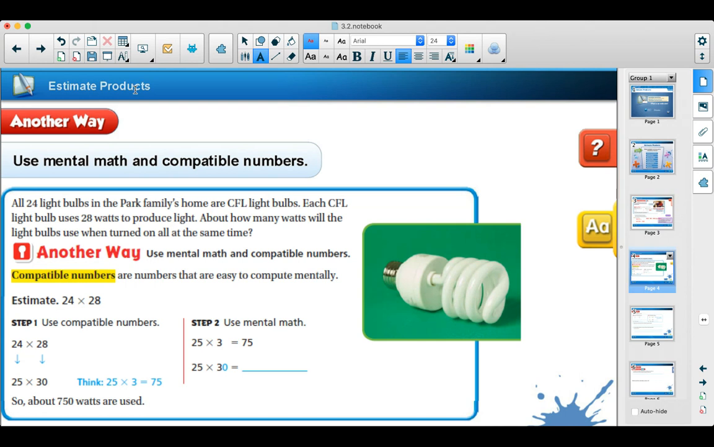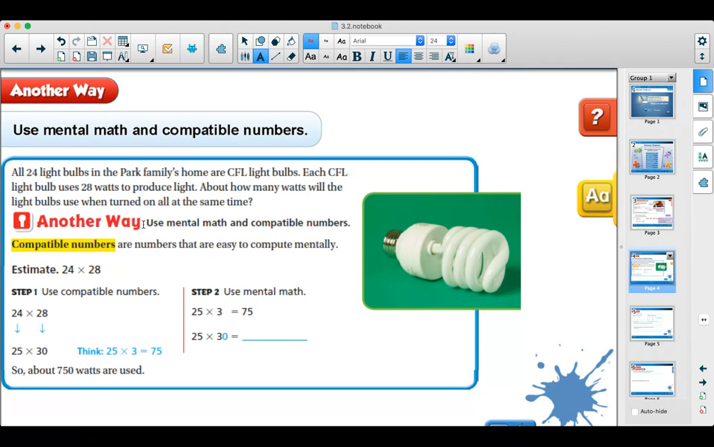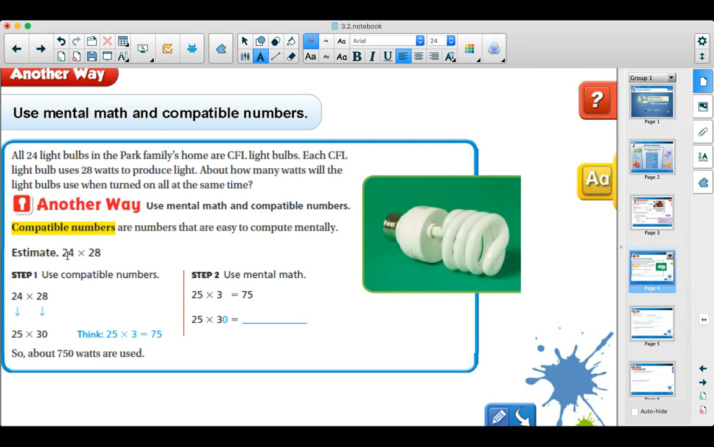Another way to estimate products is to use mental math and compatible numbers. Let's read the problem. All 24 light bulbs in the Parks family home are CFL light bulbs. Each CFL light bulb uses 28 watts to produce light. We're estimating how many watts the light bulbs will use when turned on all at the same time. Another way to do this is to use mental math, but we're using compatible numbers. Compatible numbers are numbers that are easy to compute mentally. So let's look, what is a compatible number for 24 times 28?